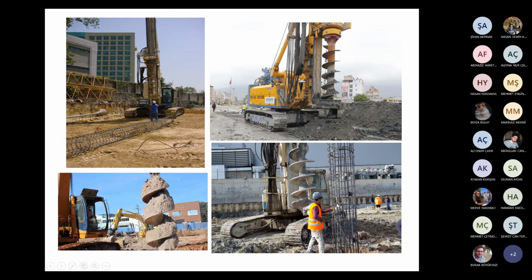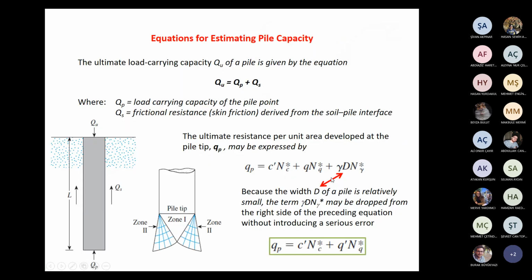The worker lowers this cage inside the hole, dug before this of course, and the soil materials are taken to the surface, so very little volume change or no displacement is observed during the construction of these piles.